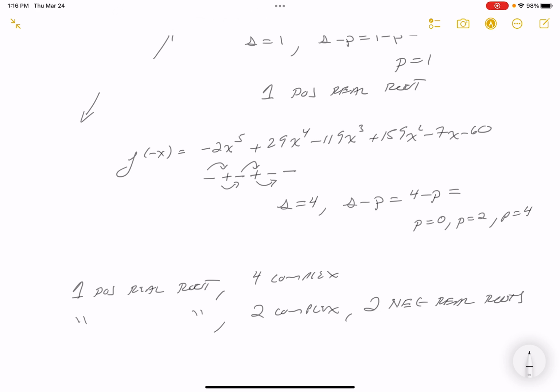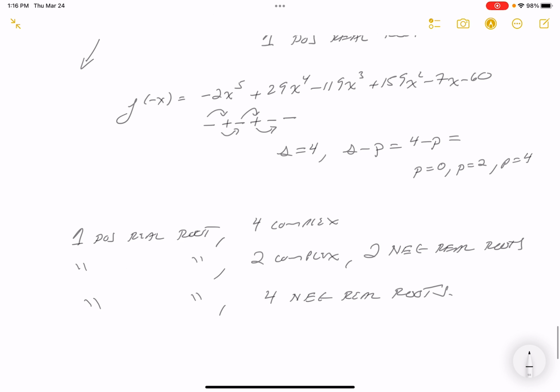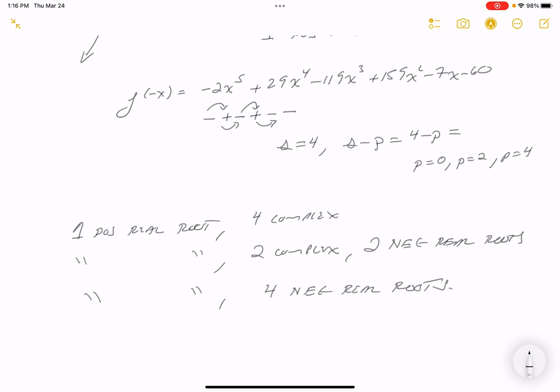Okay, what else could there be? Again, there's always going to be one positive real root, and there could be 4 negative real roots. All right? So what I'm going to claim over here is really what the analysis is leading us toward.